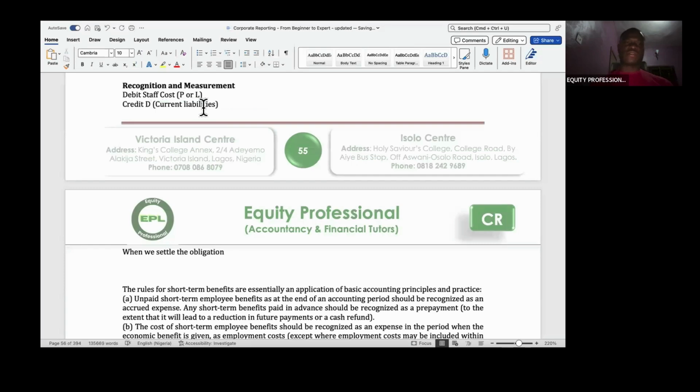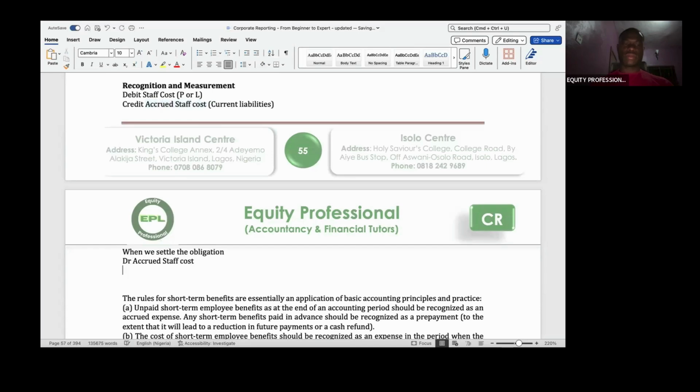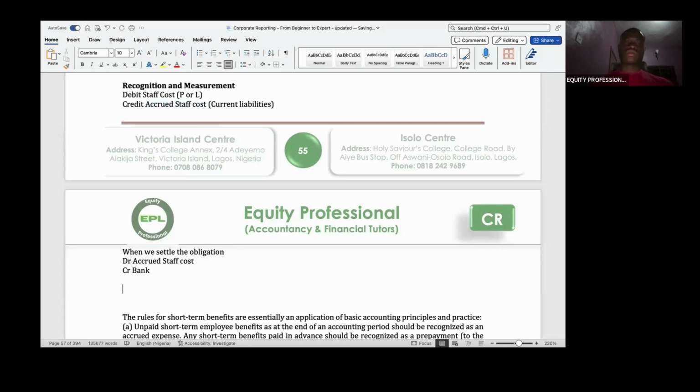So we simply debit the accrued staff costs and we credit bank since we are paying. It's possible also to overpay or pay in advance. There's even nothing like overpay. It's paying in advance. Meaning that instead of paying, let's say the salary you're supposed to pay is 50,000, we now paid 100,000, like 1 month advance.